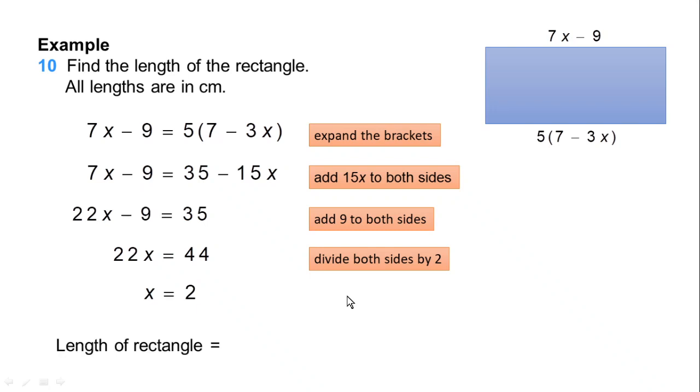Next, the length of the rectangle now is equivalent to, what is the value of the x? 2. So if I change this x, 7 times 2 is 14, minus 9 is 5. Okay, so it is 5 centimeter.